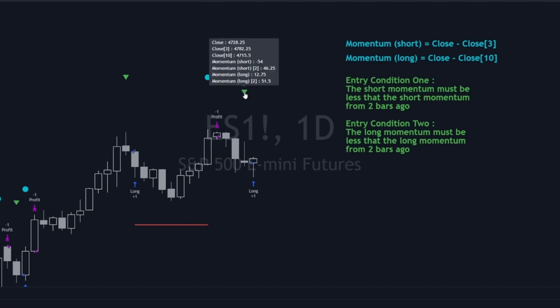So here once again we have our green triangle, and when we hover on the green triangle it will give us the information that triggered the entry conditions. So here we can see that the momentum is at minus 54, whereas at 2 bars ago it was at plus 46, and the long momentum is at 12.75, whereas 2 bars ago it was at 51.5. That means that both these conditions have been met, and we can take a long position at the opening of the next bar.